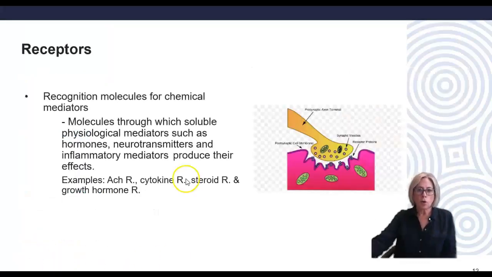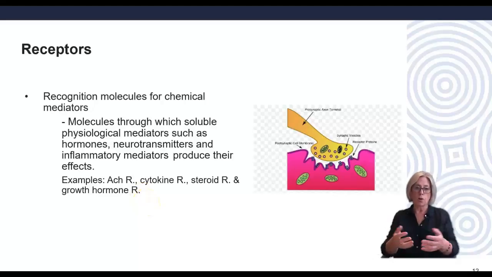And just focusing in on receptors here, they are recognition molecules for chemical mediators. So these are molecules through which soluble physiological mediators such as hormones, neurotransmitters, and inflammatory mediators produce their effects. Example is the acetylcholine receptor, which you're looking at here at the neuromuscular junction. There's also cytokine receptors, steroid receptors, and growth hormone receptors. So, these are all receptors for physiological mediators, but they can also be the target for drugs as well.